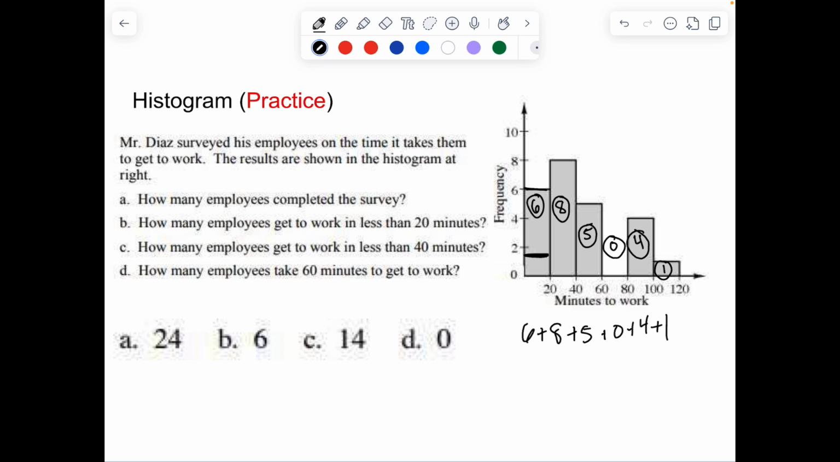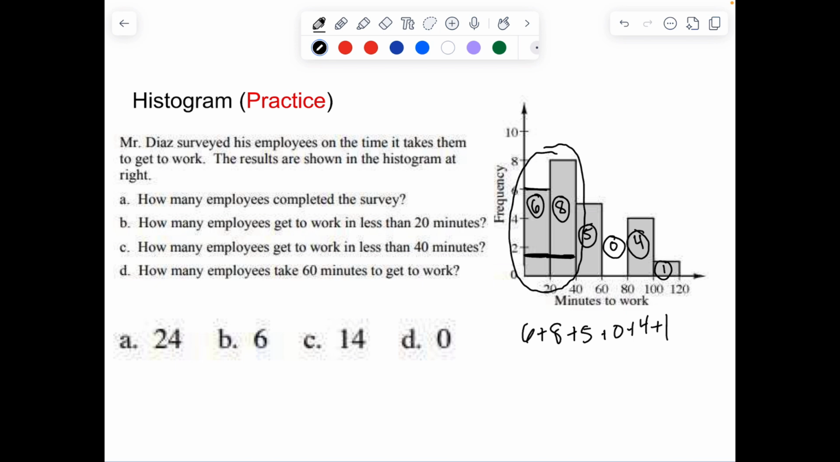The next question is how many employees get to work in less than 40 minutes? So here we're going to look at our x-axis and where the 40 mark is. Okay, so now we're going to include all of these here. So both of these bars. So the 6 plus the 8, which is 14.